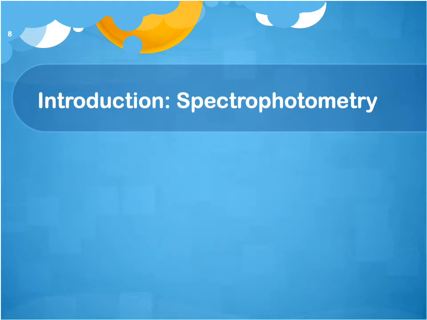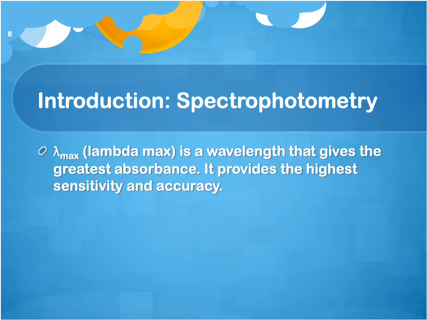In order to obtain the highest sensitivity and the most accuracy, measurement of sample must be performed with a wavelength that gives the greatest absorbance. This is known as lambda max, or it is also known as lambda submax. The value of lambda max has a unit of nanometer, and it is a characteristic value of each sample depending on the condition of experiment.